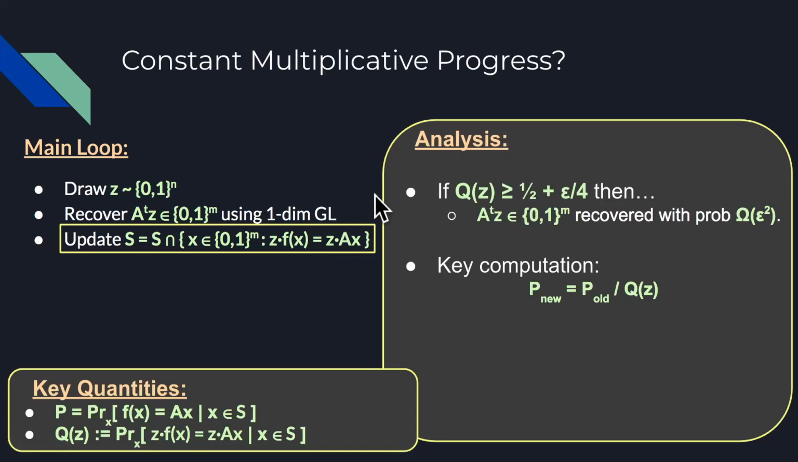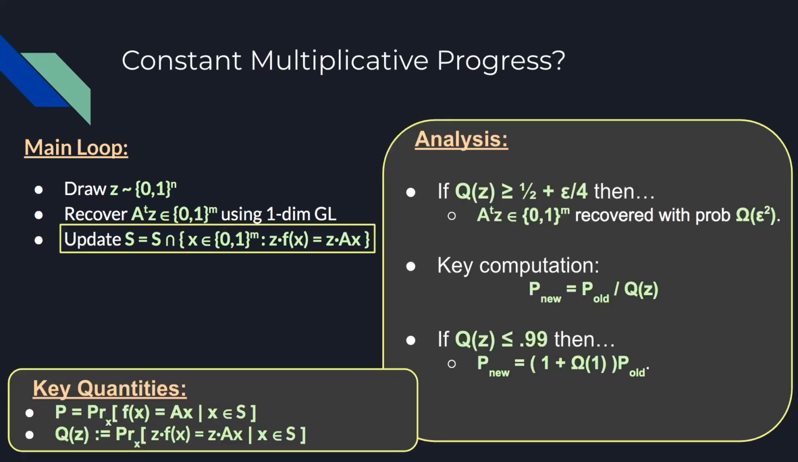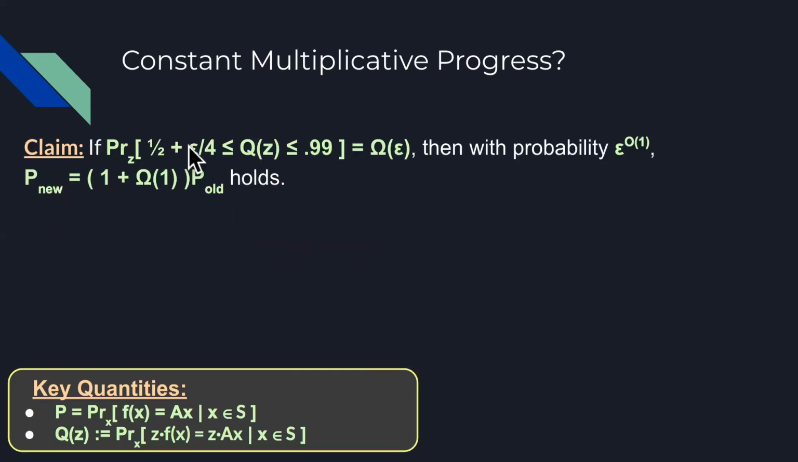Okay, so in addition to needing Q of Z bigger than 1/2 plus epsilon to make progress, you also need Q of Z smaller than 1 so that you make progress towards finding S. And 0.99 is going to allow us to make sufficient progress so that we get that constant multiplicative progress each step. So to summarize, if the Z that you picked has this Q that's bigger than 1/2 plus epsilon and less than 0.99, you're going to make constant multiplicative progress towards recovering S. And this is what we're hoping for because this is going to give us that runtime.